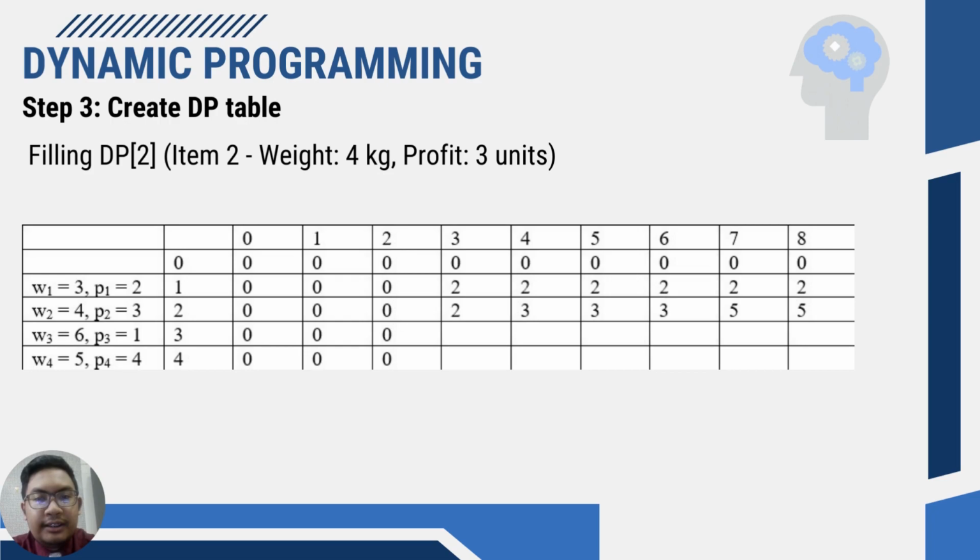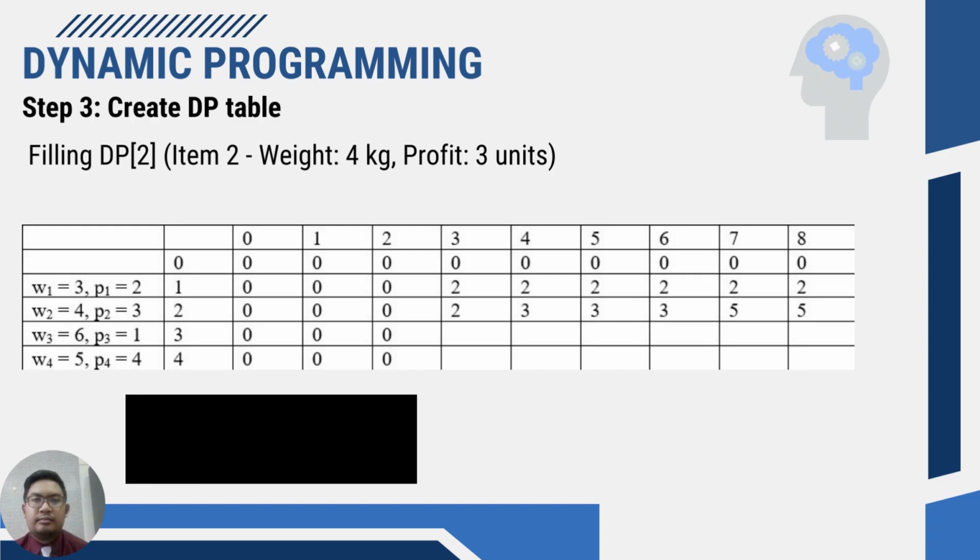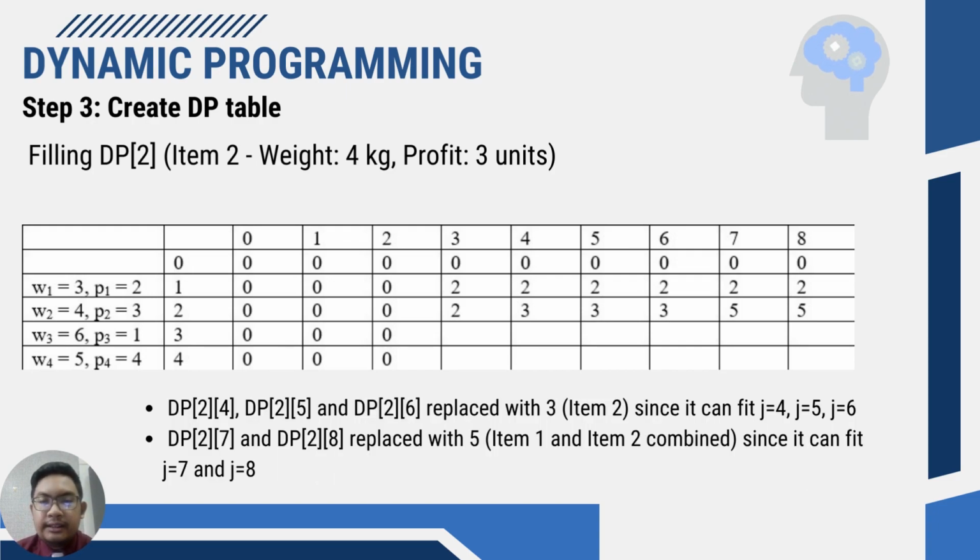Next, we consider the second item, where the weight is 4 kilograms and the profit is 3 units. As we can see here, columns 0 until 3 are still the same, but starting from column 4 and 8 it is different. So we can say that DP2 for columns 4 until 6 is replaced by 3. And why is that? Because the second item can fit the knapsack for the limits 4, 5, and 6.